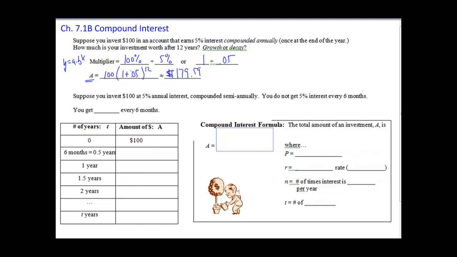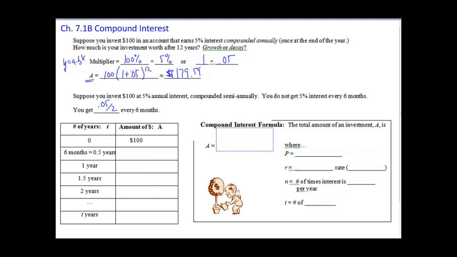Suppose we take that investment at 5% annually, and now it's compounded semi-annually. Meaning, how many times am I going to earn the interest each year? Semi meaning 2. Side note, you do not get the 5% interest every 6 months. We have to break this up into 2. So we're going to go 0.05 divided by 2, and then we get that amount every 6 months.